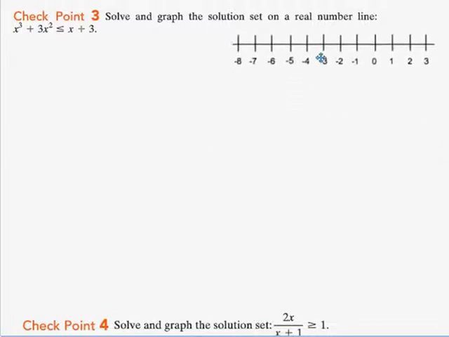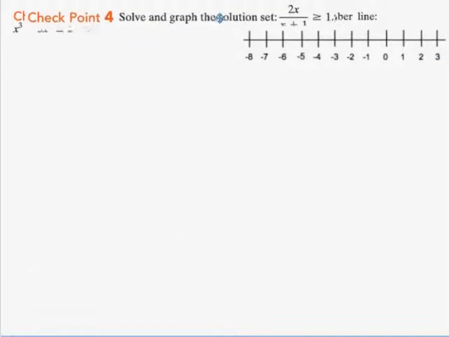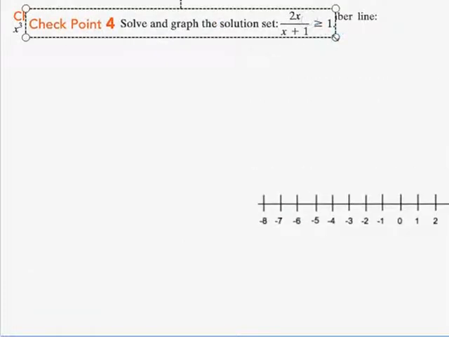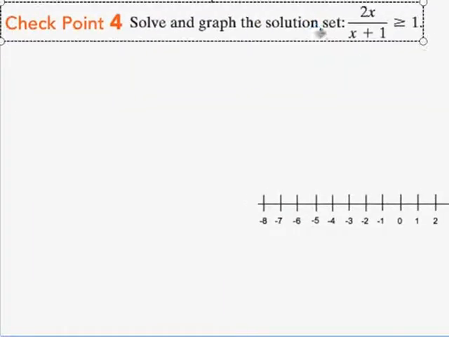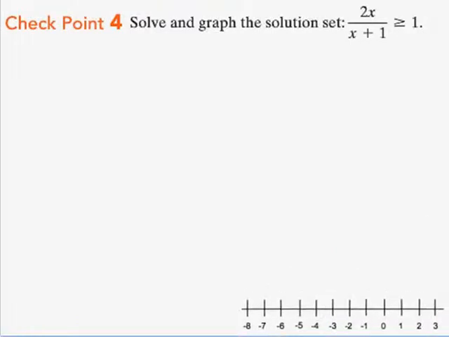Okay. What do we got for this last one here? That number line will work on this one also. Rational. So we get everything on one side and condense it down to a single fraction. So on the left is 2x over x plus 1. And it's a positive 1 on the right. I'm going to subtract 1 on the left. And now it is greater than or equal to 0.